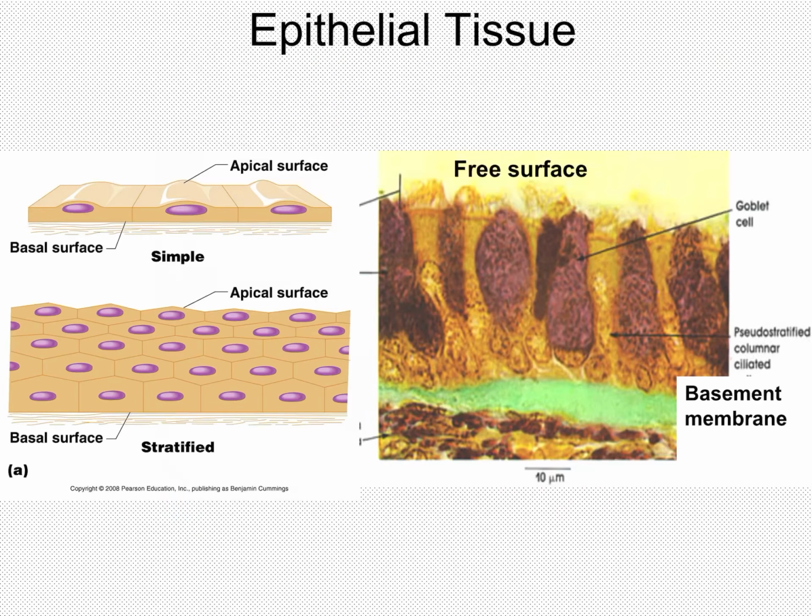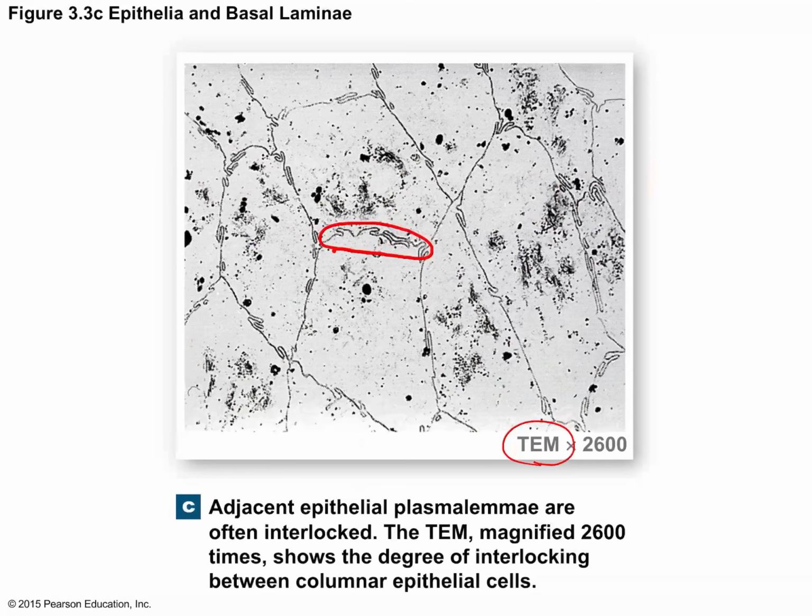All right, so the functions of epithelium, again, what's number one? Physical protection. So you physically are protected from the world around you, and your organs are physically protected by this lining. It controls permeability.